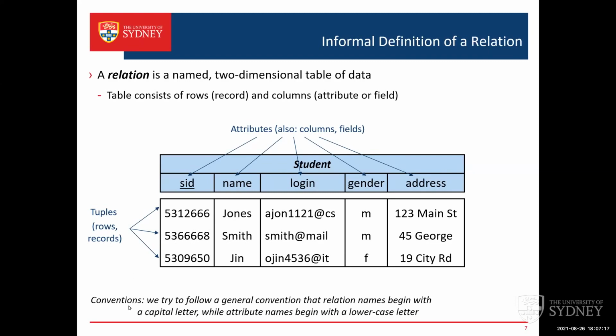Some general conventions. This is not something you must follow, but we normally follow this: we always write the table name with the first letter capital and the attribute names all small. Okay, so that is the general practice. Like you know, SQL is not case sensitive, so whatever case you use, that's fine. But this is general practice. For table names, we start with a capital letter. For attributes, we always use lowercase letters.